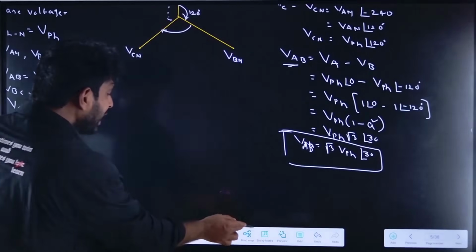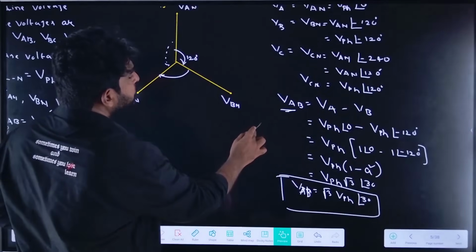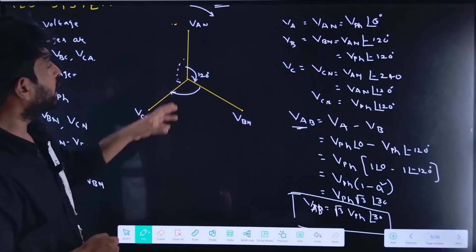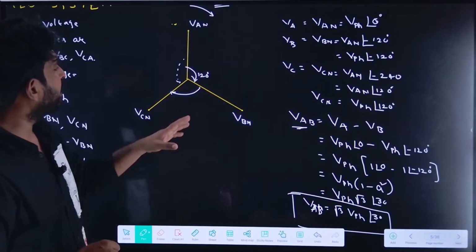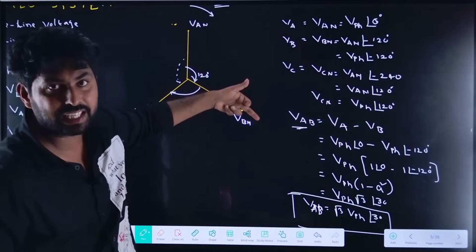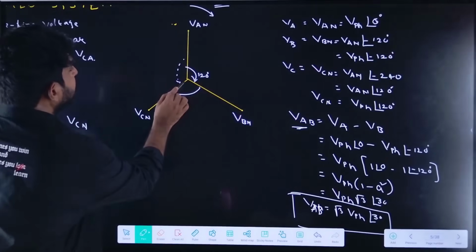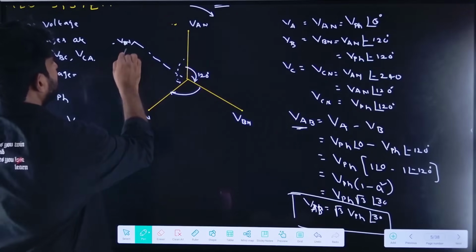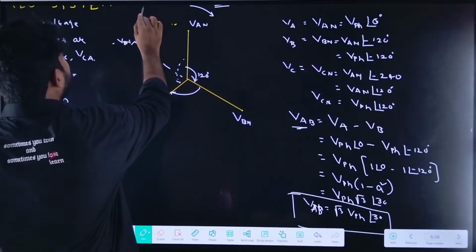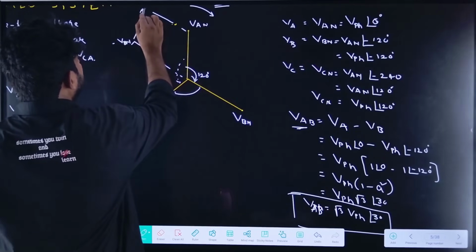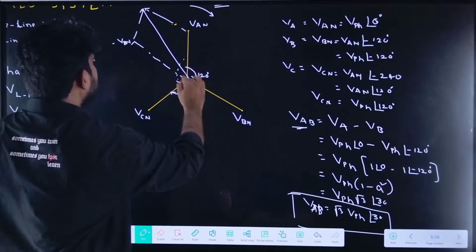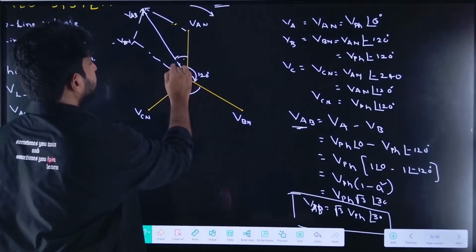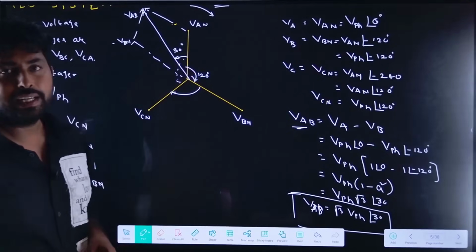Now, let me draw it in the vector diagram. Here VBN is in this direction, so minus VBN should be in this direction. It will be minus VB. How can I find VAB? If I apply the parallelogram, it will be VL, and this angle is 30 degrees.